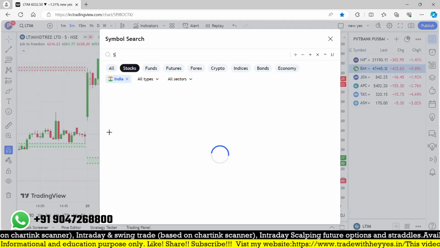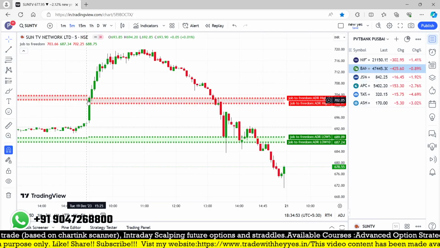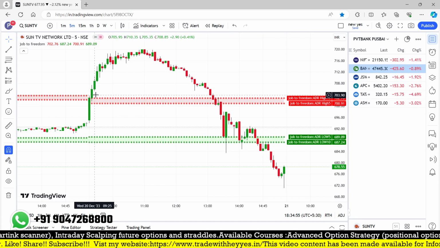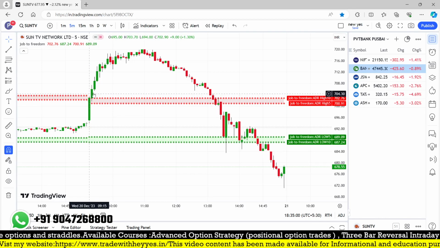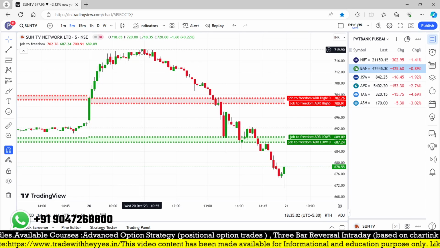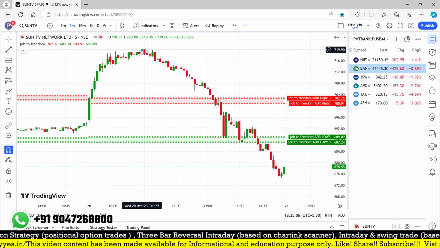Okay, and Sun TV, I saw there was a great move around 707, which I'm seeing here. The first candle itself closed above the level, and that high is around 703. I was tracking this from 707, and it went up to 719. After that, the correction, every stock, all the stocks moved down.